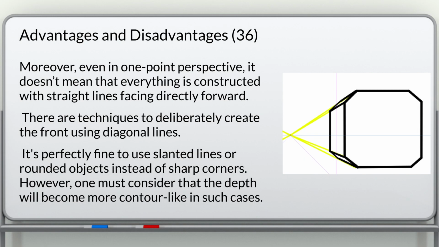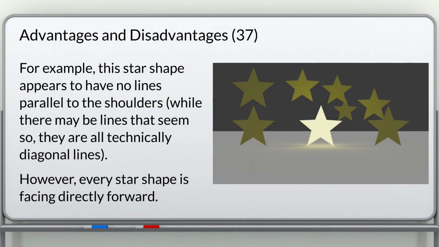Moreover, even in one-point perspective, it doesn't mean that everything is constructed with straight lines facing directly forward. There are techniques to deliberately create the front using diagonal lines. It's perfectly fine to use slanted lines or rounded objects instead of sharp corners. However, one must consider that the depth will become more contour-like in such cases. For example, this star shape appears to have no lines parallel to the shoulders. However, every star shape is facing directly forward.